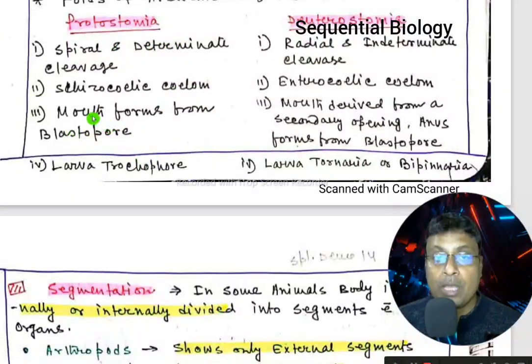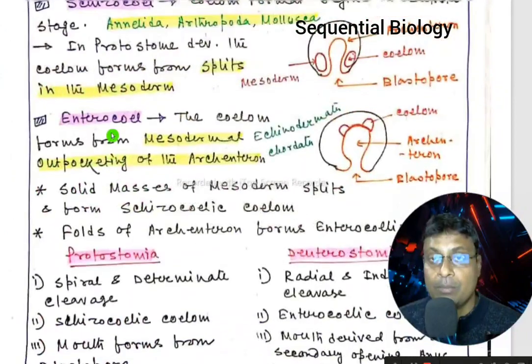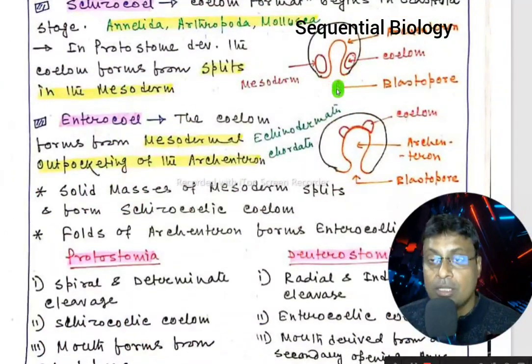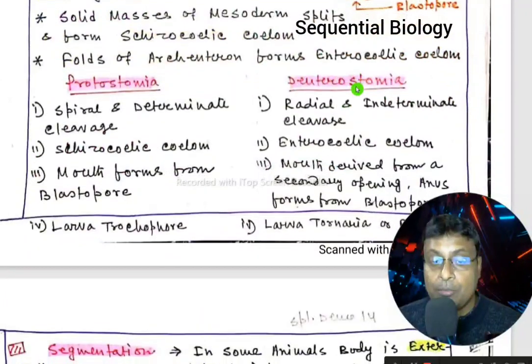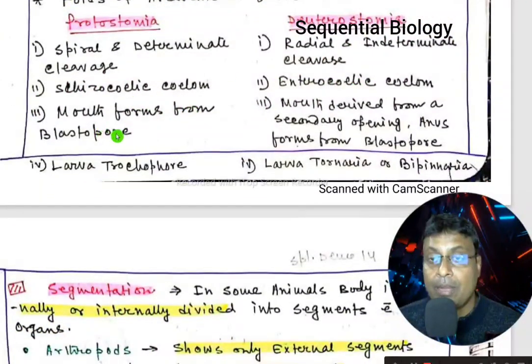In protostomia, the mouth forms from the blastopore. What is the blastopore? The pore in the primitive gut or archenteron is known as the blastopore. In protostomia, the mouth develops from the blastopore. But in deuterostomia, the mouth is derived from a secondary opening, and the anus develops from the blastopore. In protostomia, the larvae are trochophore larvae, and in deuterostomia, the larvae are tornaria or bipinnaria larvae. These differences are very, very important.